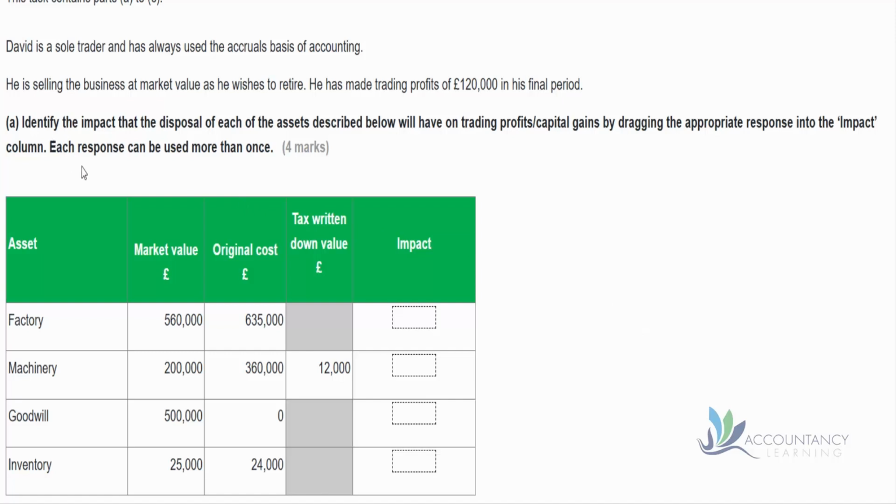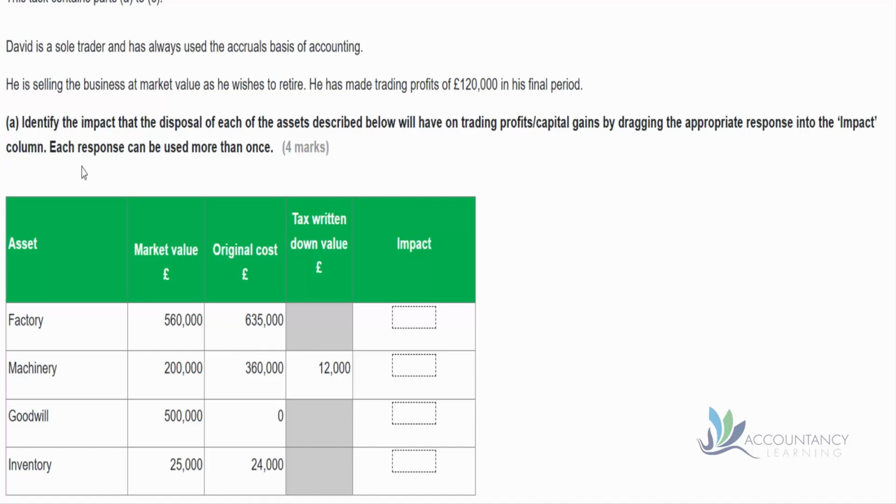You need to identify the impact that the disposal of each of the assets described below will have on trading profits or capital gains by dragging the appropriate response into the impact column. Each response can be used more than once. So we're told that David is a sole trader and has always used the accruals basis of accounting. He is selling the business at market value as he wishes to retire. He has made trading profits of 120,000 in his final period.